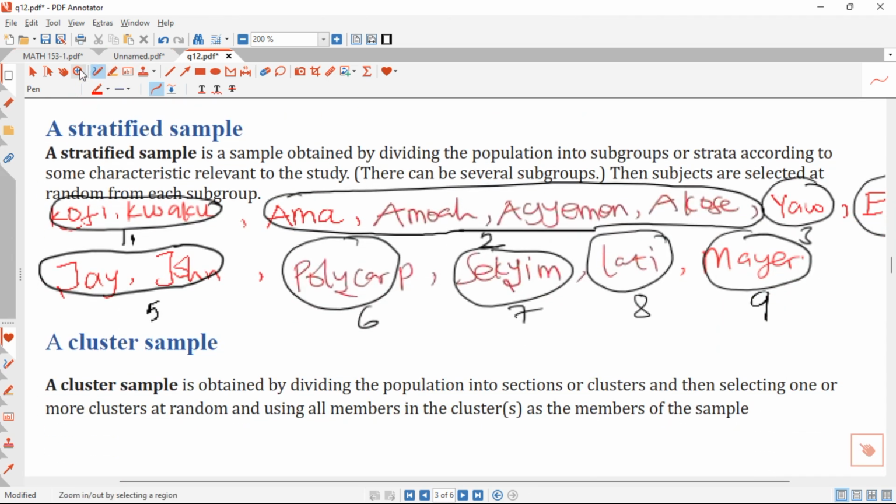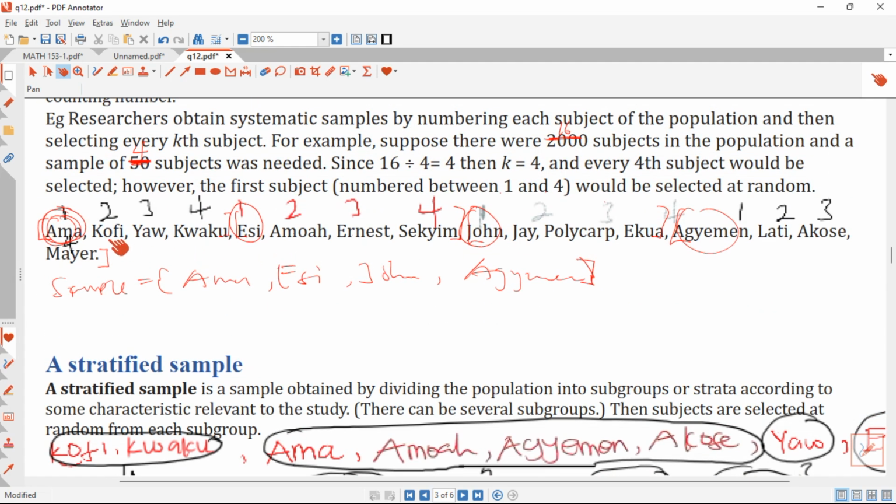For stratified sampling, we are saying that it's a sample obtained by dividing the population into subgroups, called strata, according to some characteristics relevant to the study. There will be several subgroups. Then subjects are selected at random from each group, right? Each group is going to be based on a given criteria, right? So here, this is the example that we are going to use.